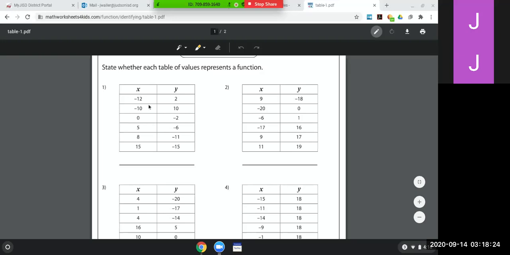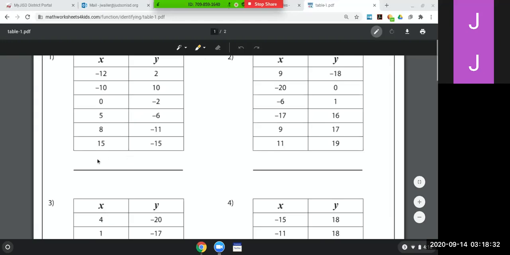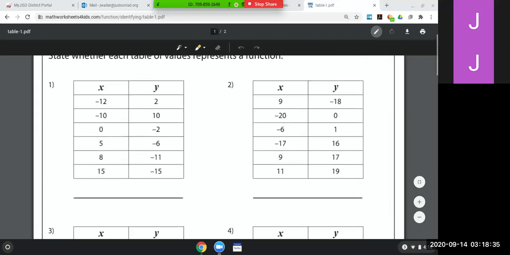So here I've got negative 12, negative 10, 0, 5, 8, and 15. None of those are repeated ever, so we know for sure that this is a function. So go ahead and write yes. That is a function. None of these inputs have more than one output, okay? And because each one of them is listed only one time, that's how we know that they don't have more than one output.